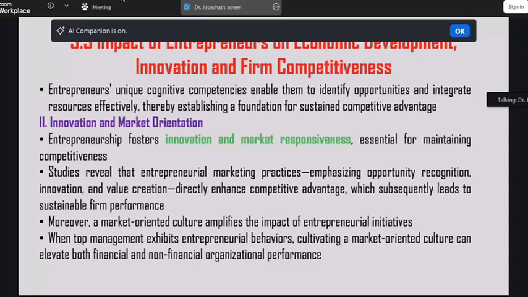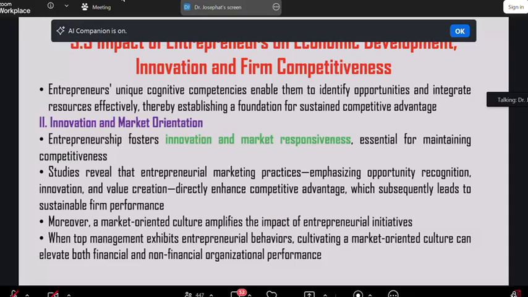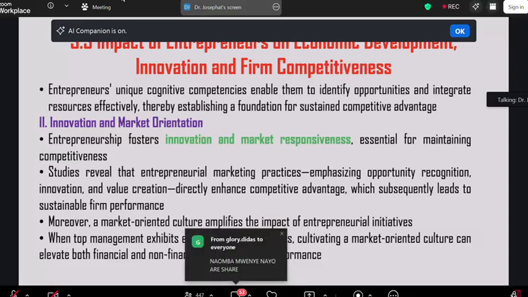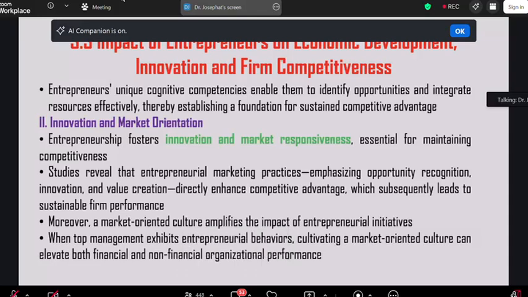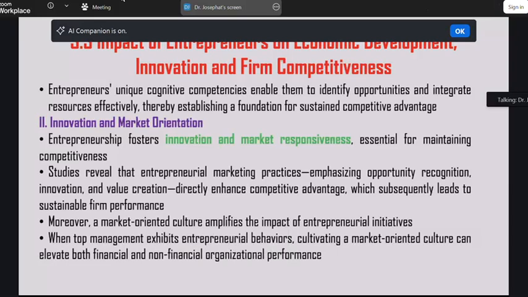And there are so many studies. Ukisoma literature, kuna study nyingi sana ambazo zinaunganisha entrepreneurial market practice. Ambazo entrepreneurial market practice tunaongelea mambo ya opportunity recognition as part of marketing. Tunaongelea on the part of value creation as part of marketing practice. And how this kind of element within the marketing orientation directly influences competitive advantage of the firms. The unique asset that cannot be replicated that the firms can possess. And this in general subsequently leads to sustainable firm performance.